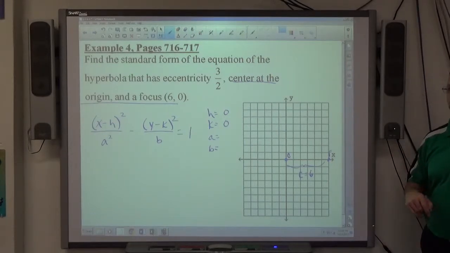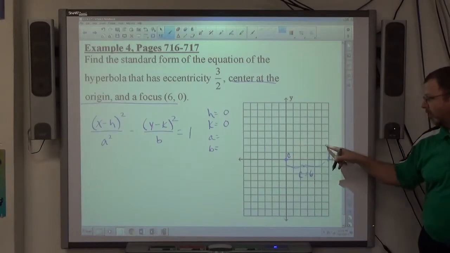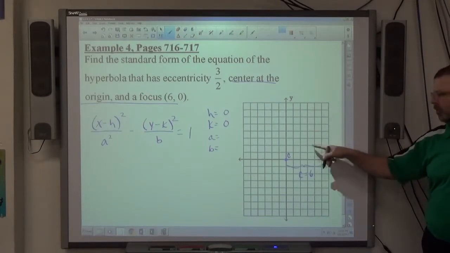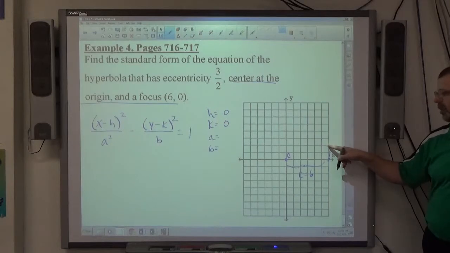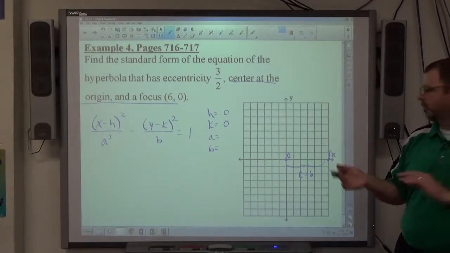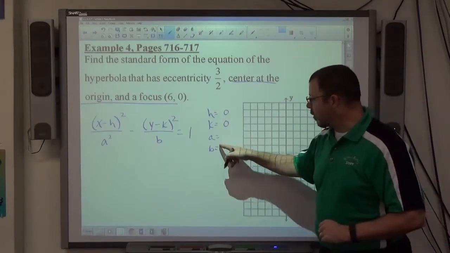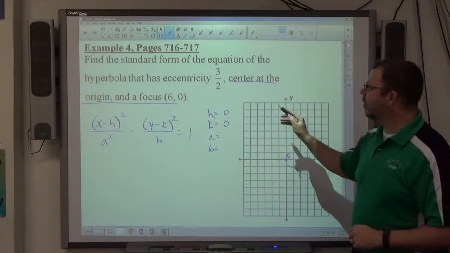h and k are whatever numbers they are, and we have to count. So even if the center was like (2, 2) and the focus was (6, 2), we could still figure out h equals 2, k equals 2, and c is equal to 4 then. So it's not more difficult to move it off the center, but here that's where it's centered. At this point, I don't know either a or b, but I do know c and I know the eccentricity.